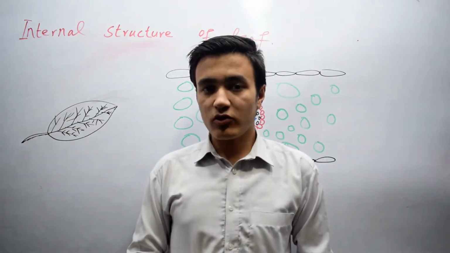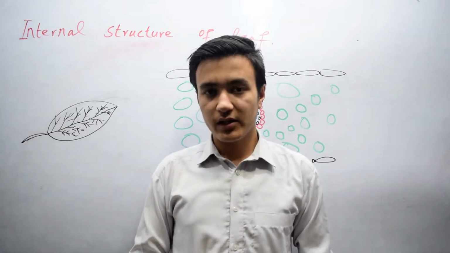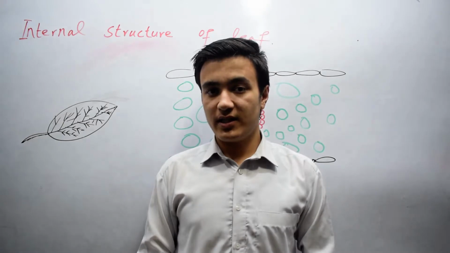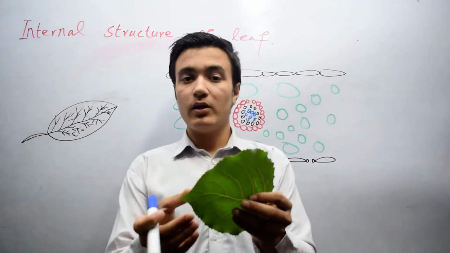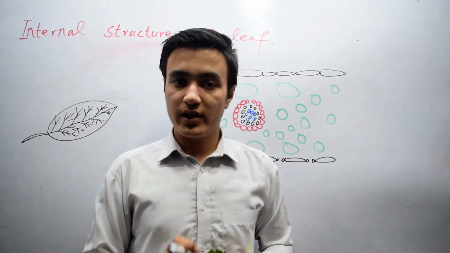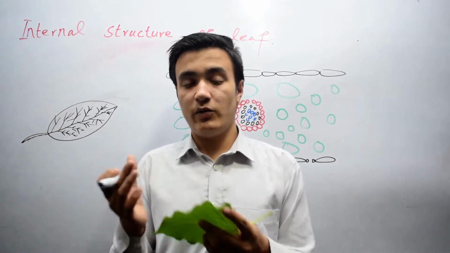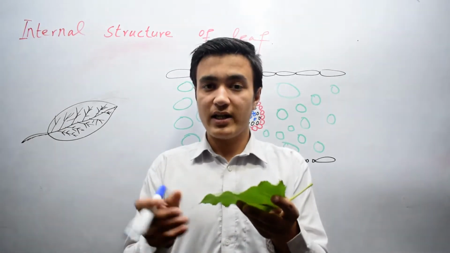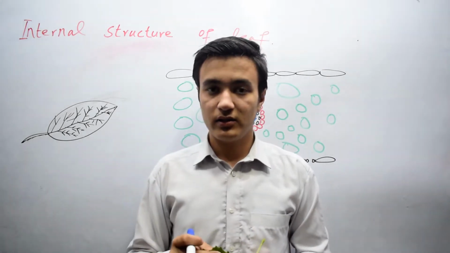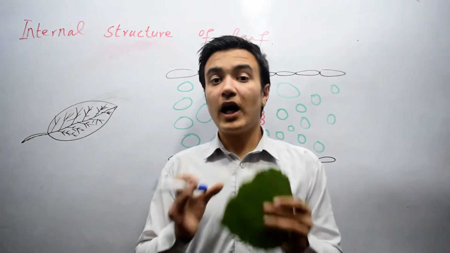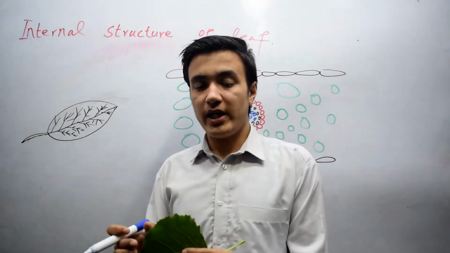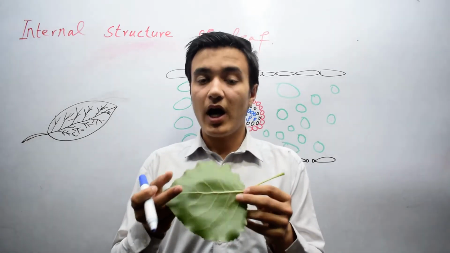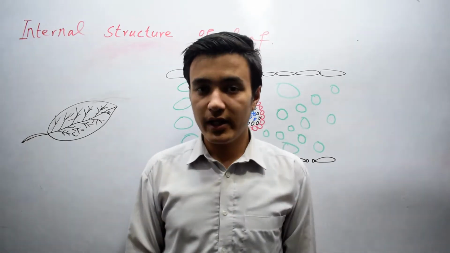Leaves are also known as food factories because photosynthesis, a process in which food is prepared, occurs inside the leaves. They are also known as oxygen factories, because not only is food prepared in the leaves, oxygen is also produced in the leaves.